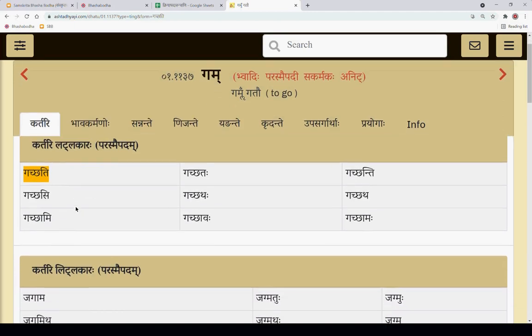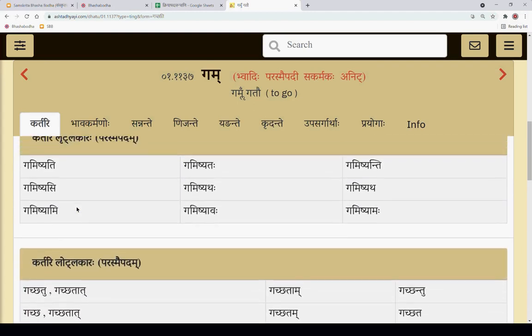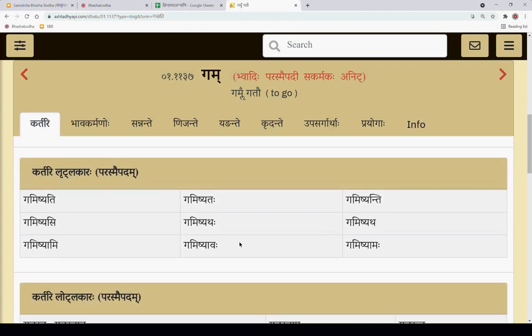If you click here, you see the Kartari, Latlakara, which is the Vartamana Kala. But if you scroll down, you see Lritlakara. This Lritlakara means Bhavishyat Kala, which we are interested in. There is another kind of Bhavishyat Kala in Sanskritam, but right now we are not going to study that. So we are focusing on this one form of Bhavishyat Kala. So Gamishyati, Gamishyataha, Gamishyanti.